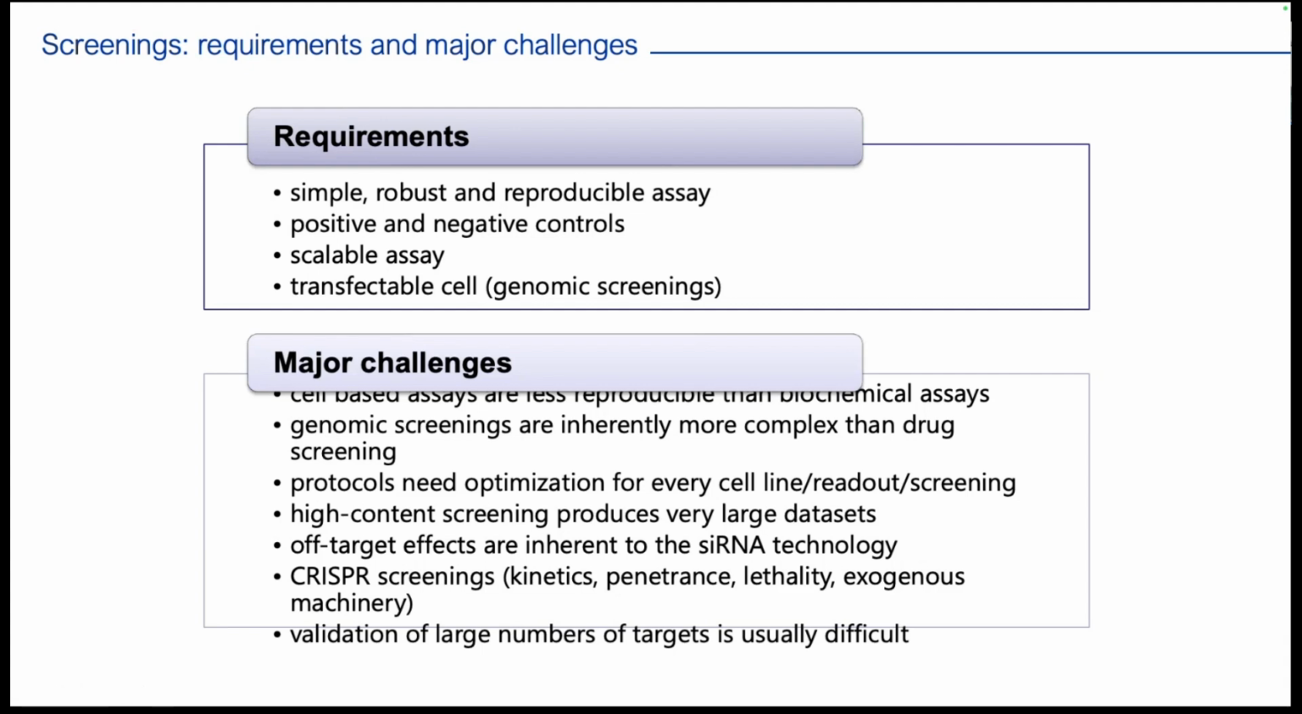Off targets, we spoke about off-target effects. For CRISPR screenings, we also have to think about kinetics, penetrance of the phenotype, and the fact that we need to introduce the enzymes inside the cell, which brings an additional level of variability. And then, of course, since we're doing large-scale experiments, we'll end up with large numbers of targets to validate and follow up, which is also a challenge.